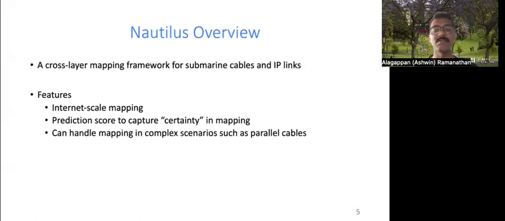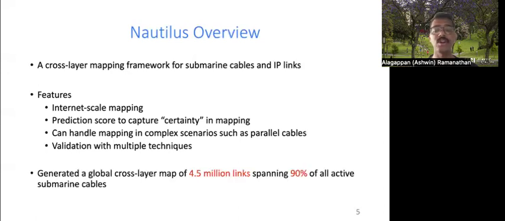Nautilus can handle complex mapping scenarios such as parallel cables where multiple cables exist between two given locations. And finally, Nautilus mappings are validated with multiple techniques. In summary, Nautilus generated a cross-layer mapping of 4.5 million links spanning 90% of all active submarine cables.